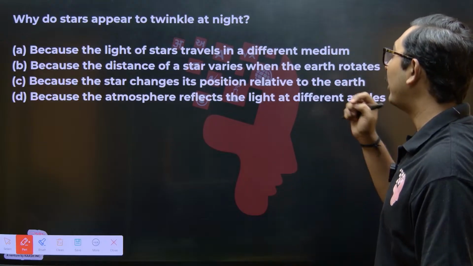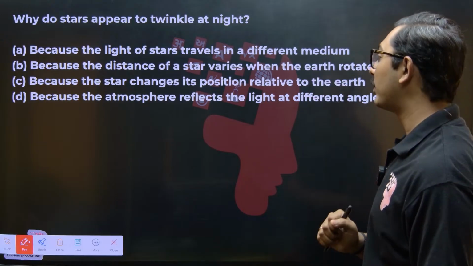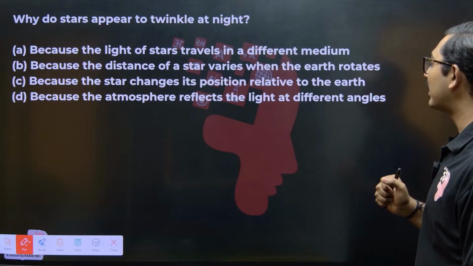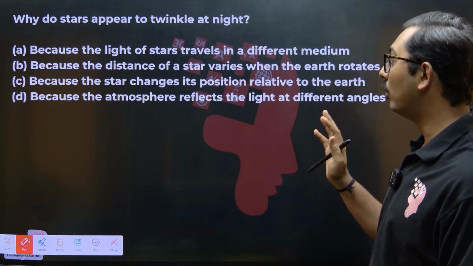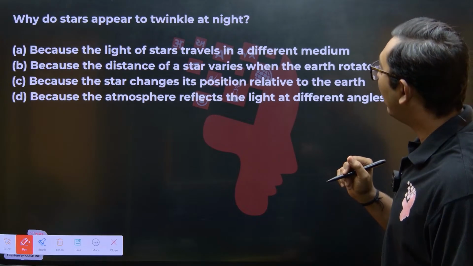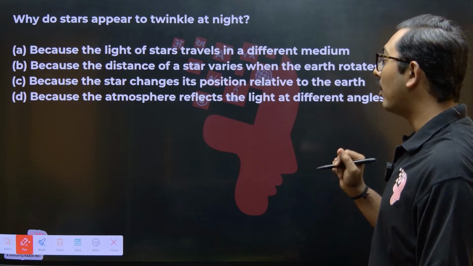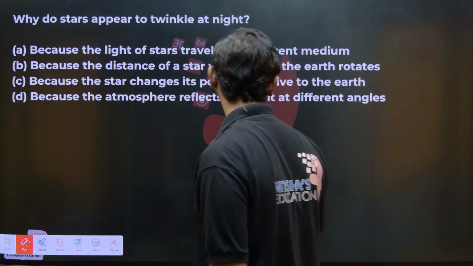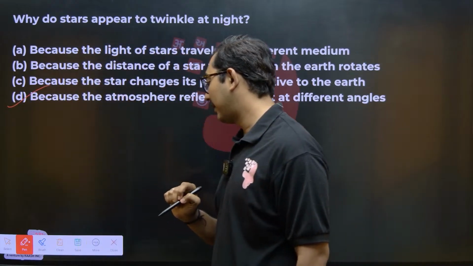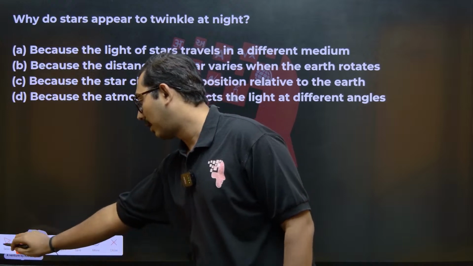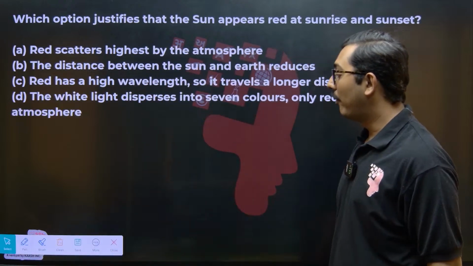So among these options, which will be the answer? The distance of the star varies when the earth rotates? No. Because the light of the star travels in a different medium? Because the star changes its position? Because the atmosphere reflects the light at different angles. Okay. Next.